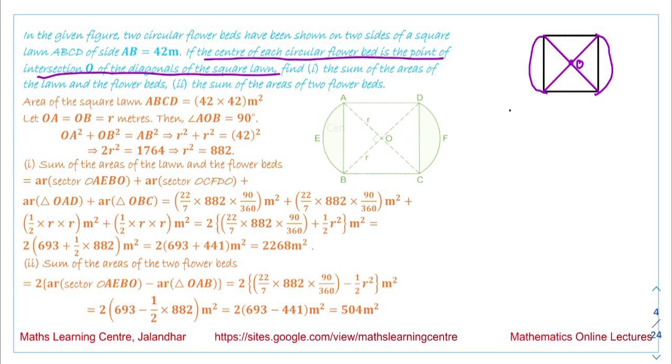We are saying these portions are not semicircles, these are just like sectors, because the radius for these flower beds is this R. So we have first to find the sum of the areas of the lawn and the flower beds. So we have to calculate the area of this sector, and the area of this second sector. Next we have to calculate the area of these two triangles, so that will give us the total area. One important thing to note over here is that these are not semicircles.